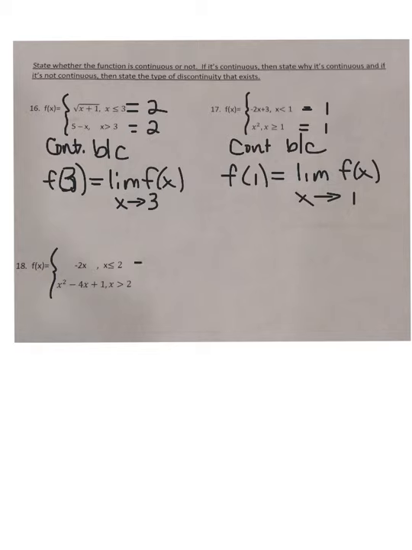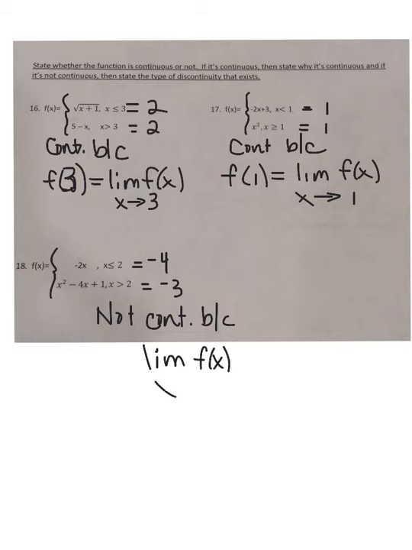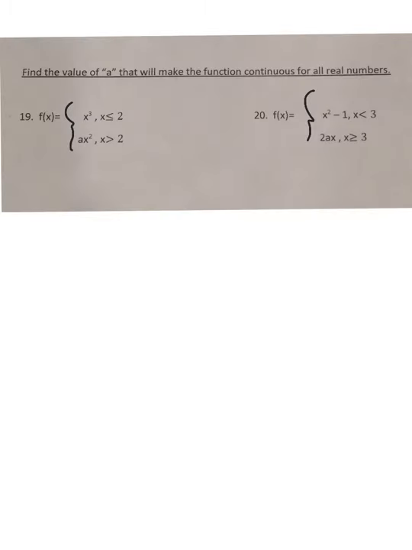All right, let's look at the next one. I'm going to plug in 2. When I plug in 2 here, I get -4. When I plug in 2 here, I get -3. So we got a problem there. So this is not continuous because the limit of the function as x approaches 2 from the negative direction does not equal the limit of the function as x approaches 2 from the positive direction. Now we're going to be looking for a in this case and assuming continuity.